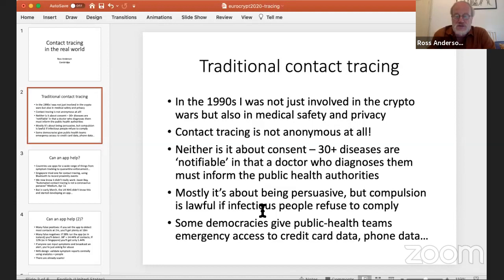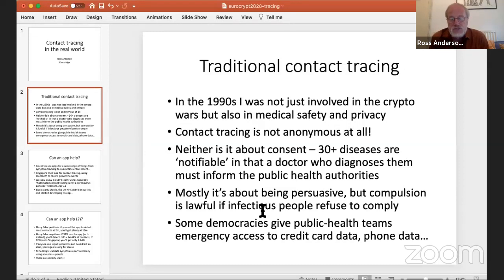There's over 30 diseases which are notifiable in the sense that a doctor who diagnoses you with them must inform the public health authorities. You know, plague, TB, there's a whole list of the big baddies. Now, when the contact tracing person speaks to you, if you call 111 and report symptoms, it is mostly about being persuasive, and you recruit retired doctors, nurses, people with good telephone manner. But compulsion is lawful.